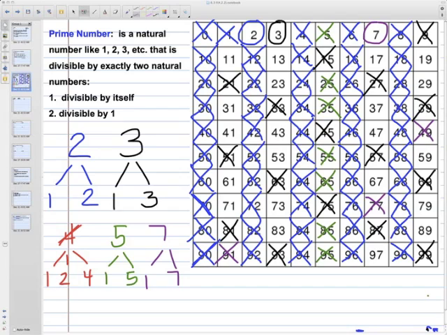Next, we would cross off any numbers where 11 is a factor, and we can already identify that we've crossed off all of the multiples of 11. So the numbers that we had left on our chart that weren't crossed off are all prime numbers. So the digits that I highlighted represent prime numbers.